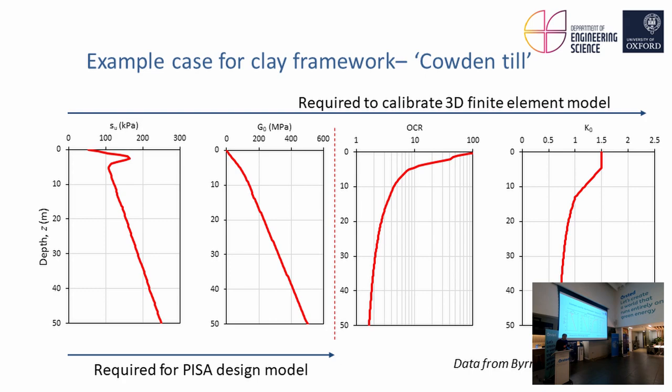And for that, you need Su, G0, OCR, K0s. You need the variation of shear modulus with shear strain, etc., etc. That can be used to generate a calibration model. Once that is done, all you then need is the depth variations of Su and G0. That's all that's needed to drive the model.